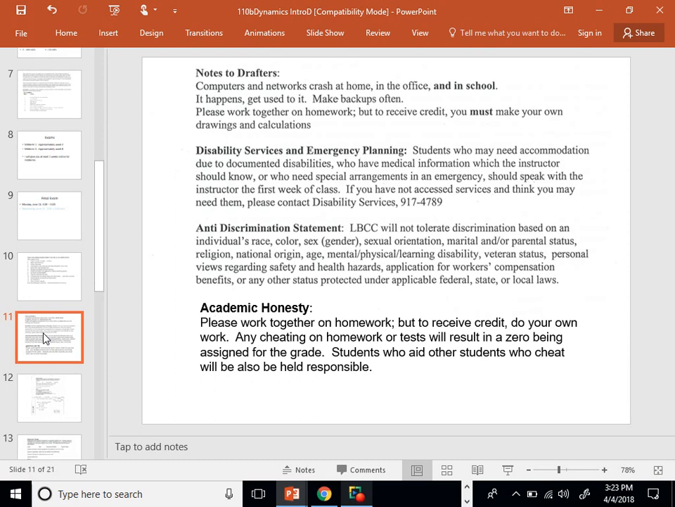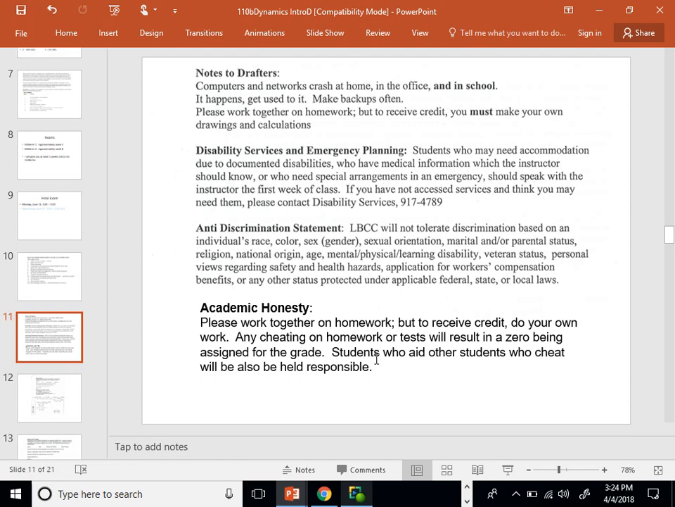We've got an anti-discrimination statement here. LBCC doesn't tolerate discrimination based on a very long list of different things there. I think what I observe here is we're all a little bit different and everyone's got a different background, so just treat people with respect regardless, and I think that'll be just fine, okay? So keep that in mind, that's a stated policy at LBCC.